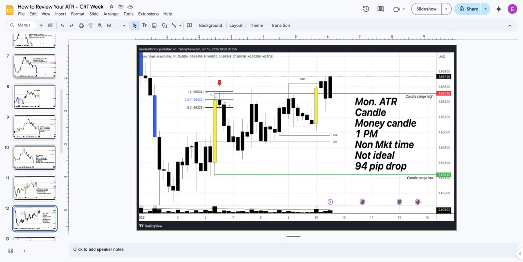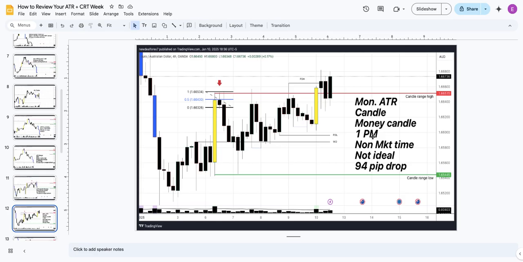Okay, so this was the euro dollar. This one offered a much better setup where we had our ATR candle at the start of the week all the way up here. Money candle did poke above it, close below, and then the next candle did offer a 50% retrace. So anywhere around this blue line could have made a decent entry, and then drop.